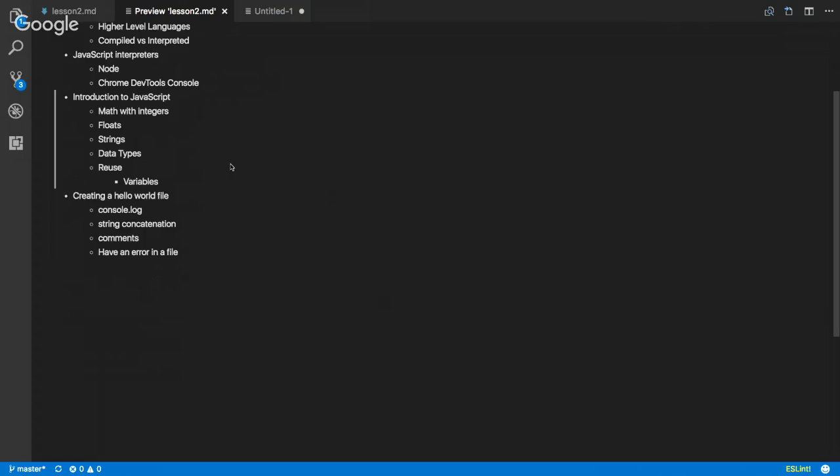We're going to do a little bit of work with some of the different types of data that you can have in JavaScript, talk a little bit about reusing stuff, and then even create our first file. All pretty basic, and then we'll have a homework assignment that's a lot of sort of repetition to have you guys practice this stuff at home.